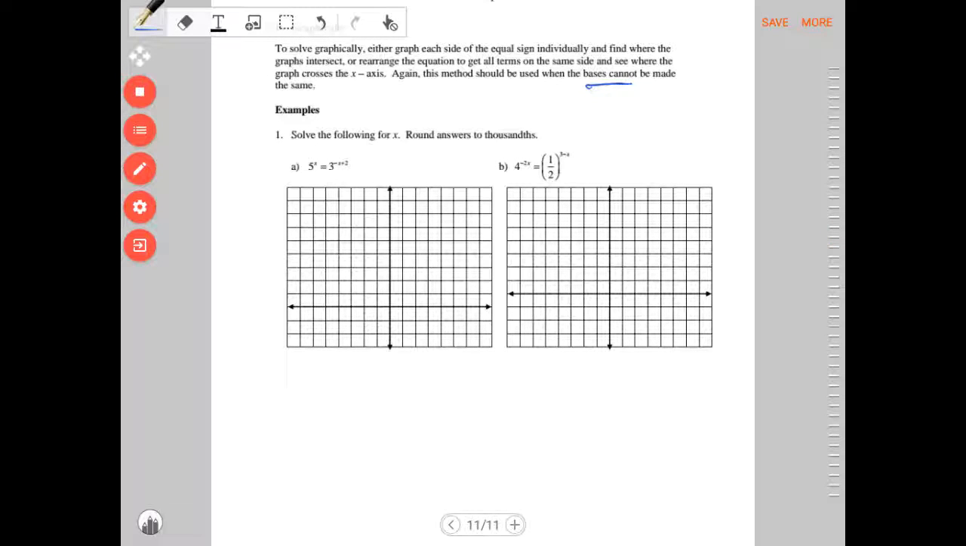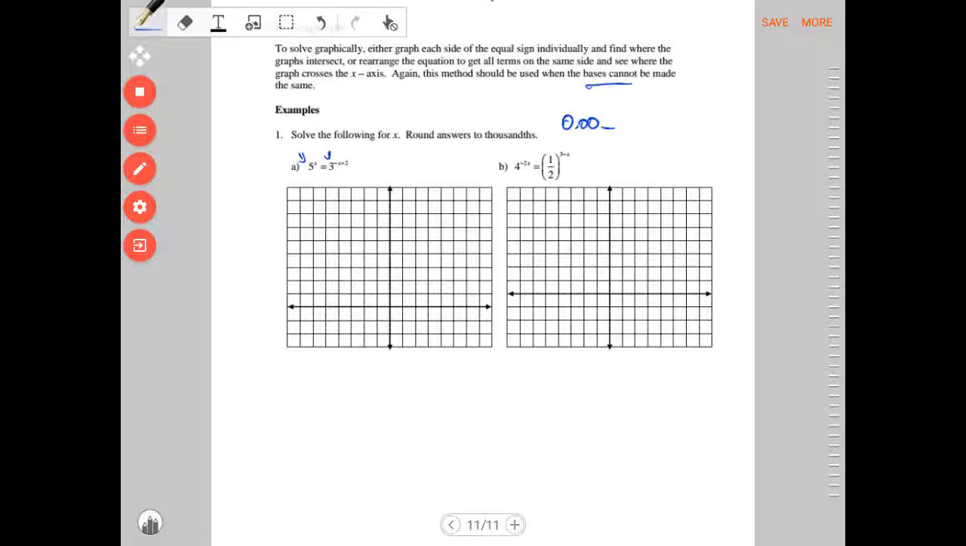So for the example, solve the following for x, round to the thousandth. So that's 3 decimal places, 0.00, so this decimal place, 3. All right, see what I mean by obvious? There's a 5 and a 3. Quite clearly, no powers of those are going to be equal.